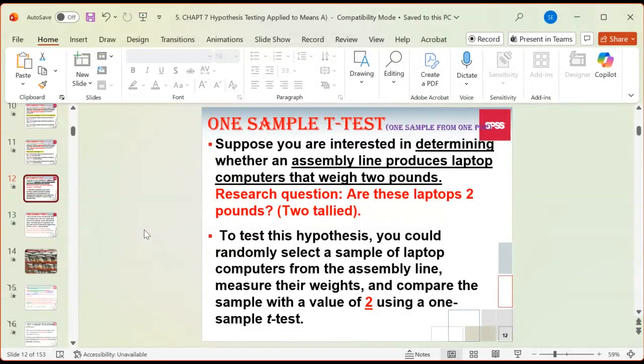The question is, is that difference, or the effect size, between the weight of your sample of laptops and that 2 pounds significant, or does it have statistical significance? We cannot answer that question by just looking at it and guessing, except to follow our hypothesis testing.